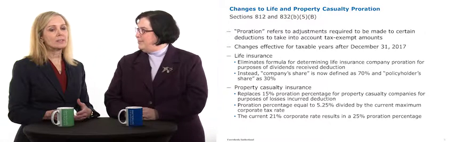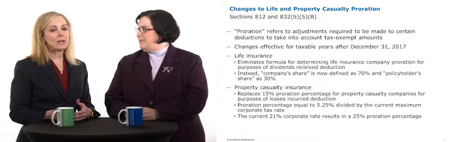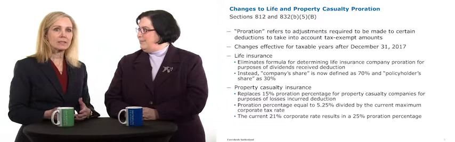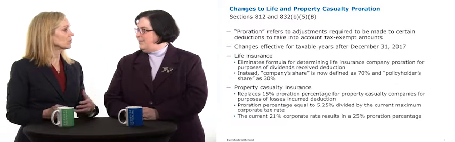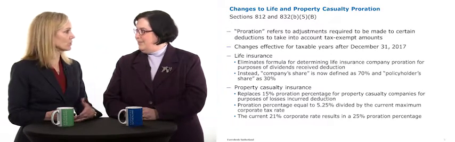So let's turn to proration. Sure. So proration is necessary to take into account tax-exempt amounts. And so in the life insurance industry, we had a rather complicated formula, complicated sometimes, that's been switched now to a very simple formula, which is 70% company share and 30% policyholder share.